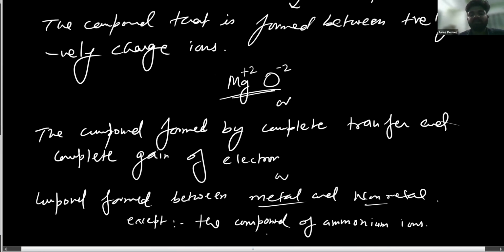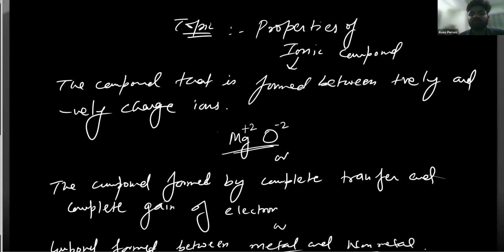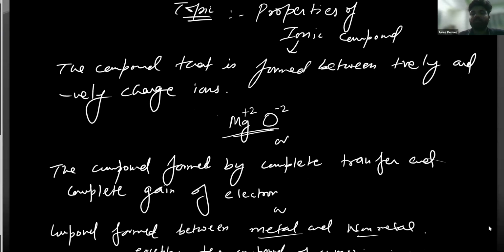Okay, so we have written the exceptions also. So please note it down. The chemical properties, properties of ionic compounds. Please note it down.